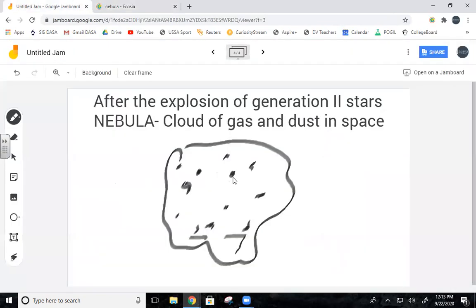Obviously, my drawing and those pictures are exactly the same. My art skills are unrivaled. So a nebula is a cloud of gas and dust in space. Any questions on where we are in the story after the explosion of generation 2 stars? Okay, let's carry on.